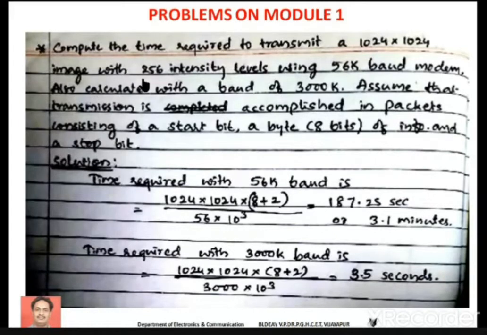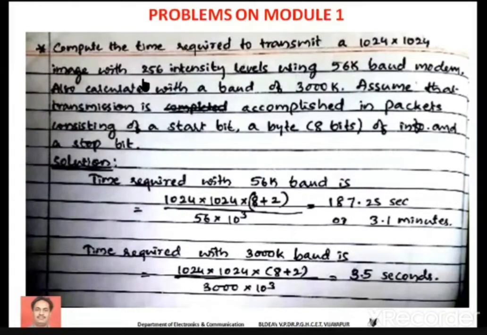In general, I can say that the time required is equal to the size of the image, that is the total number of bits to be transmitted for that image, divided by the speed of the modem. Speed of the modem means number of bits transmitted per second. Okay, in the first case, that is time required with 56K baud.